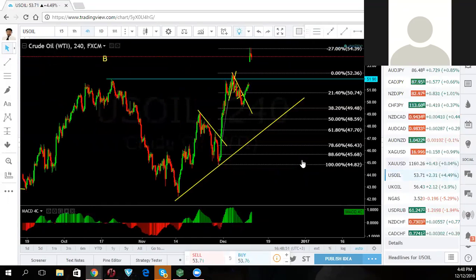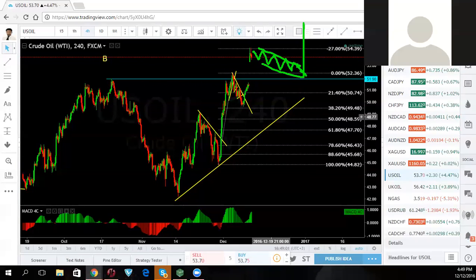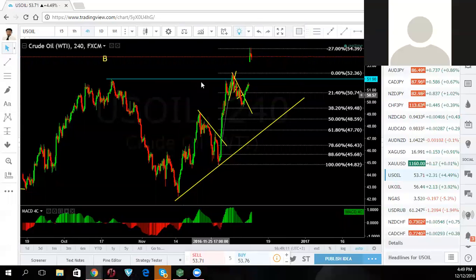US oil, they gapped above the structure. We were looking for a deeper pullback. We were expecting them to pull back to about this level and then go. Well, they gapped above it, so now you'll have to wait until they pull back, and they're likely going to pull back. And then you can trade. They will pull back. They always do. And then you can buy because it's going up now.